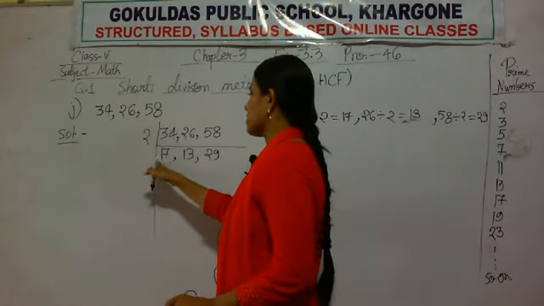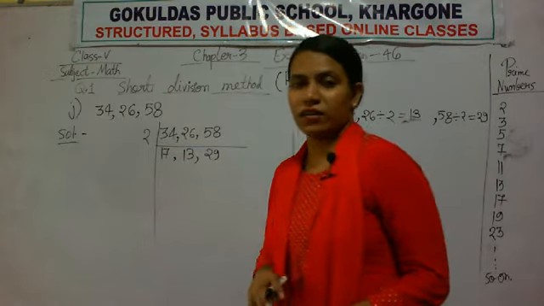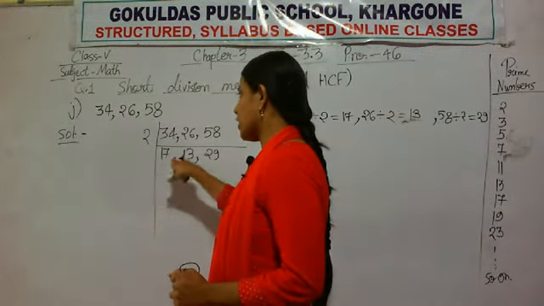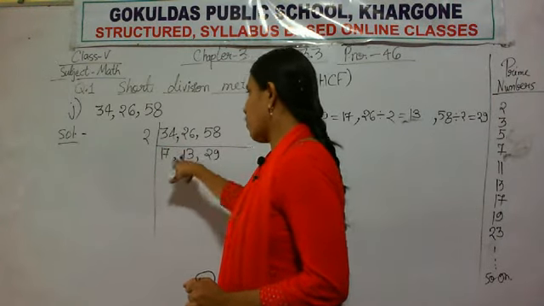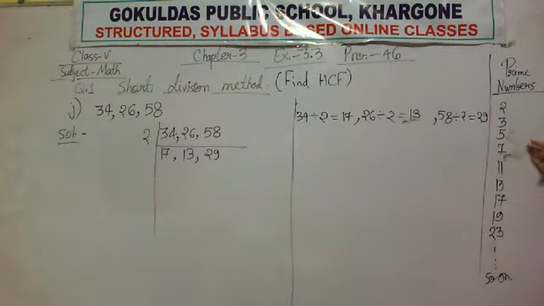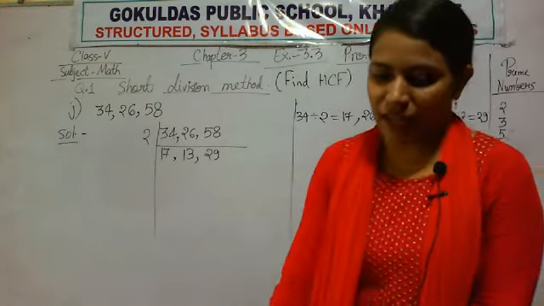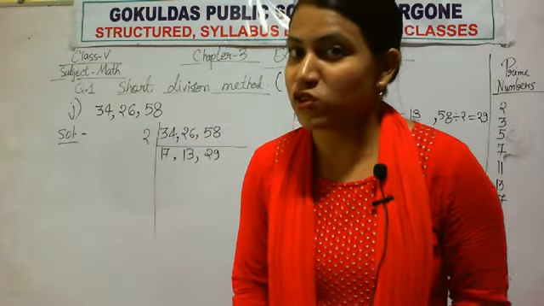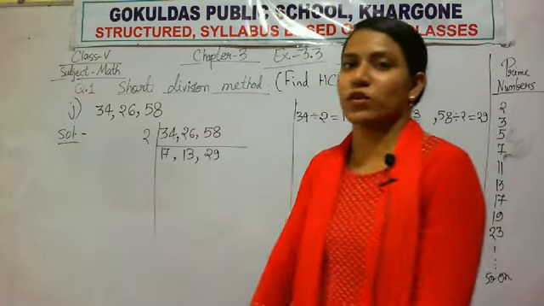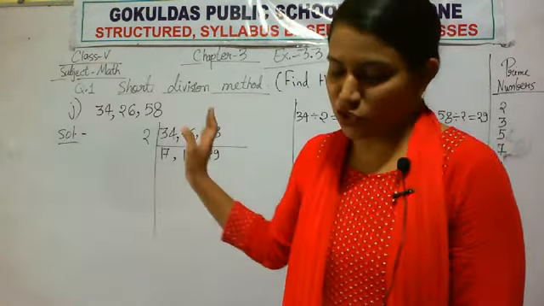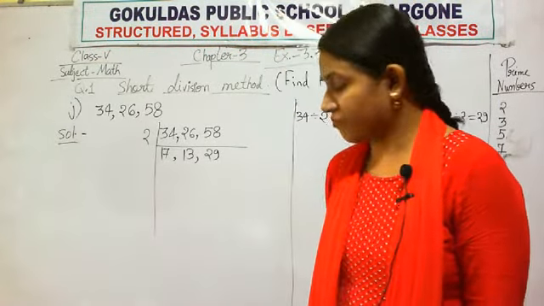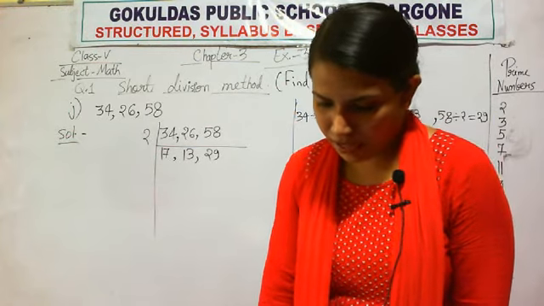Now my new numbers are 17, 13 and 29. All these numbers are prime numbers. So there is no common prime number to divide all three numbers together. So we will stop our division process here. So what is the HCF?